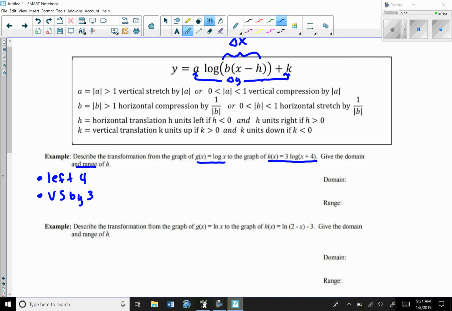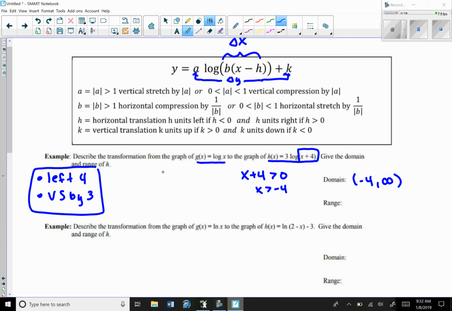So these are the transformations, and then we want to talk about the domain and the range. So the domain value, remember, anything that we take the log of has to be greater than 0. So you can actually take what's inside the log, so x plus 4 has to be bigger than 0 because we can't take the log of a negative number or 0. So if you just solve this, you get x has to be greater than -4. So if we write that for our domain, that means we have -4 to infinity.